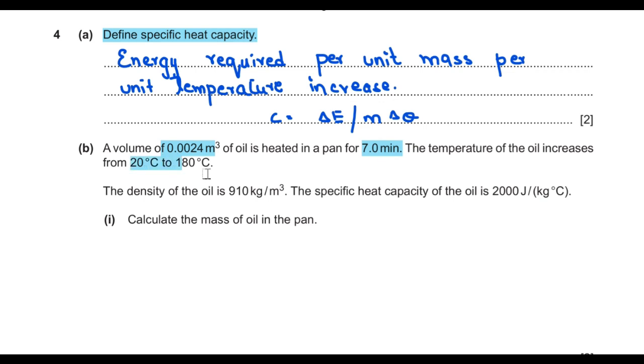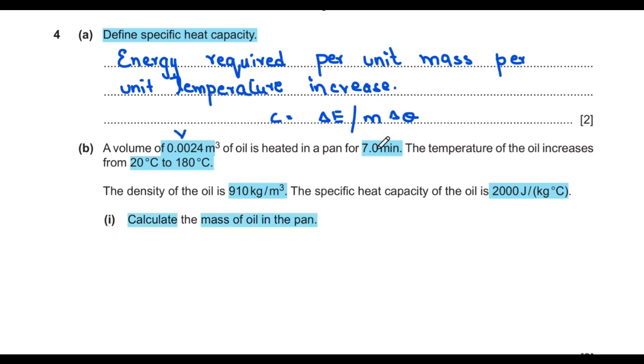The temperature of the oil increases from 20 degrees Celsius to 180 degrees Celsius. The density of the oil is 910 and the specific heat capacity of the oil is 2000. Calculate the mass of the oil in the pan.